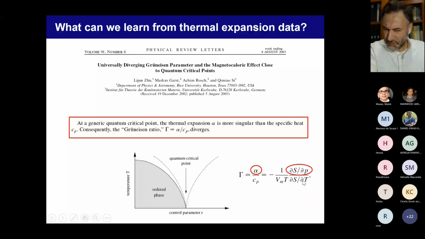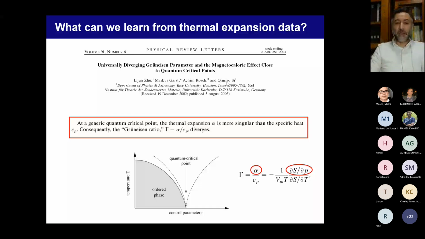Since the temperature is fixed, if you are dealing with a pressure-induced quantum critical point, upon achieving the critical pressure, the entropy will be enhanced dramatically. That's why the Grüneisen parameter is a proper tool to explore critical points. Okay, this slide is very important. This slide encodes important information.